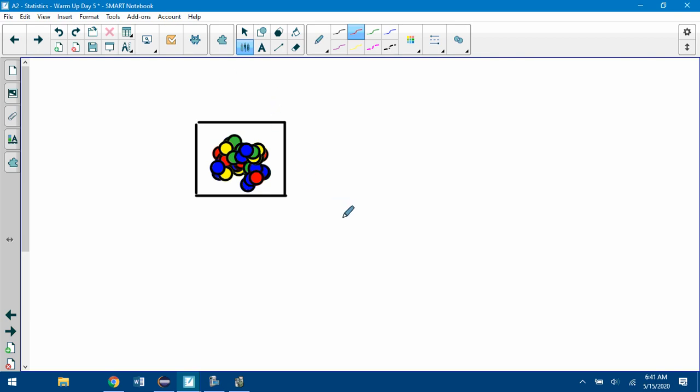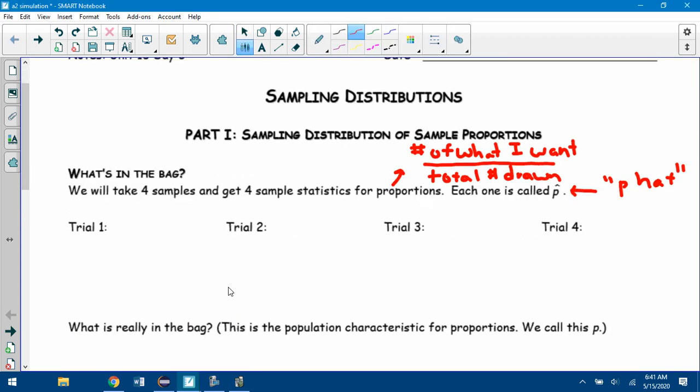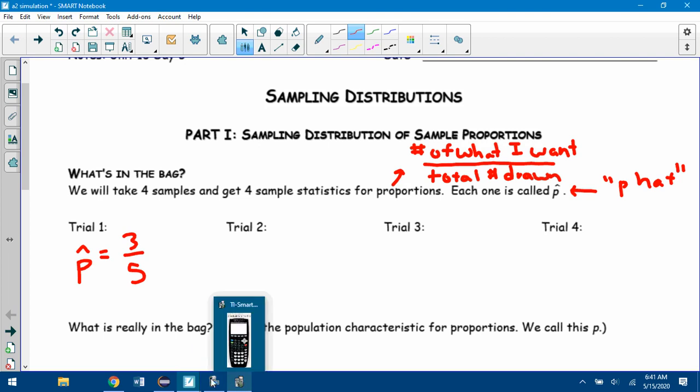Let's say I'm just going to choose 5 random chips. I'm going to try to close my eyes and just quickly go 1, 2, 3, 4, 5. How many red did I get? I got 3 out of 5. So for my first trial, I would say p-hat is 3 out of 5. That doesn't tell me how many total red chips were in that bag, but in my one trial, 3 out of 5, that's 60%. So maybe 60% of them are red.